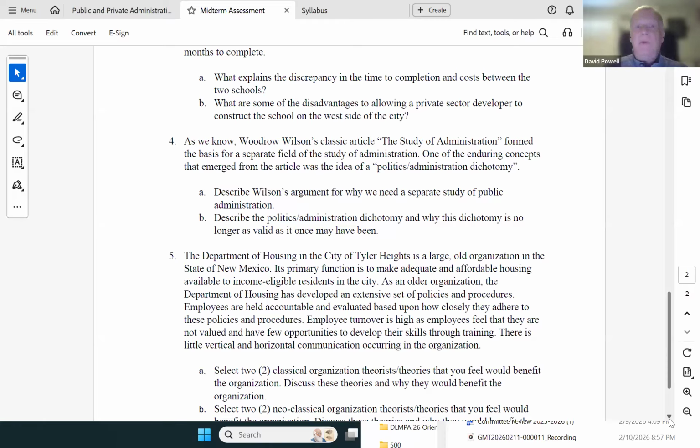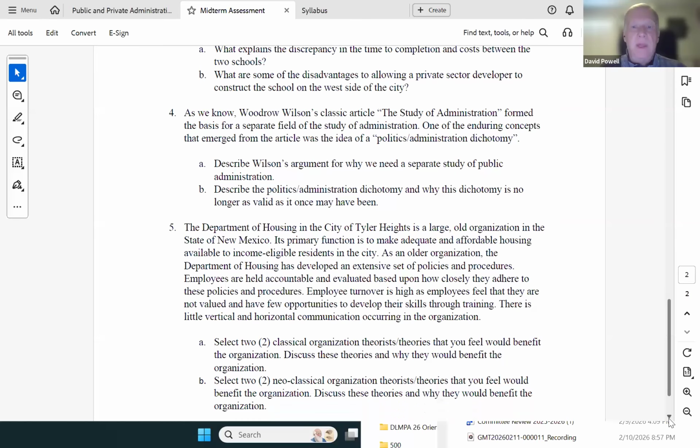4A, describe Wilson's argument for why we need a separate study of administration. And then 4B, describe the politics administration dichotomy and why this dichotomy is no longer as valid as it once may have been. So that's all information we will cover then next week.